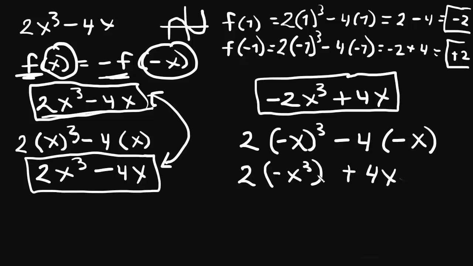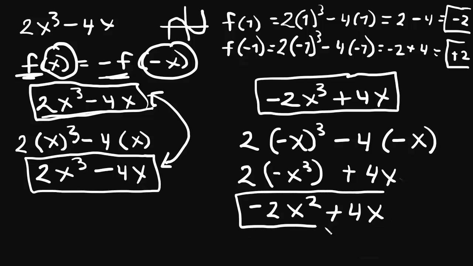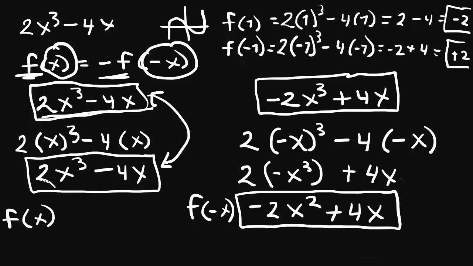Now, if we just perform this last bit of multiplication, 2 times negative x cubed is negative 2x cubed, and this is already in final form, plus 4x. So what we have on this side, when we put in a negative x, f at negative x, is the negative equivalent of what we had here when we put in a positive x. The 2x cubed became a negative 2x cubed, and the negative 4x became a positive 4x.